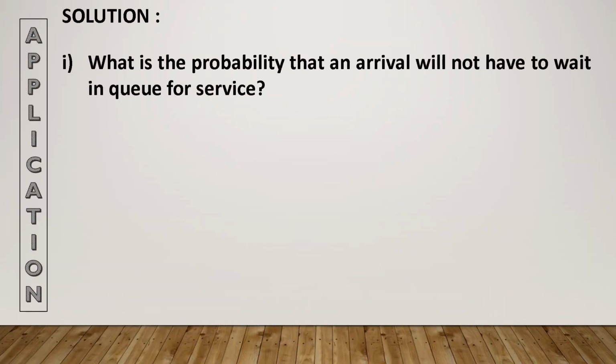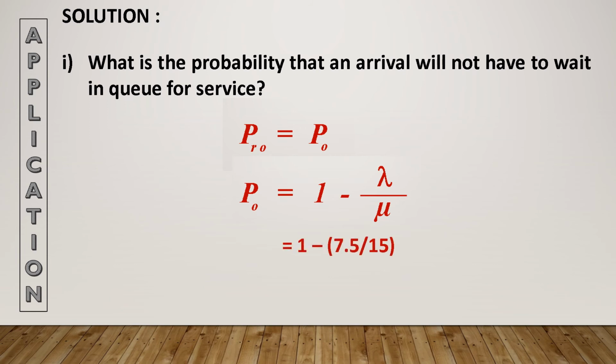Next, what is the probability that an arrival will not have to wait in queue for service? We're going to use this formula. P sub W is equal to P0, where P0 is equal to 1 minus the mean arrival rate divided by mean service rate, which is equivalent to 1 minus 7.5 over 15, resulting to 0.5 or 50%. So there is a 50% probability that an arrival will not have to wait in queue for service.